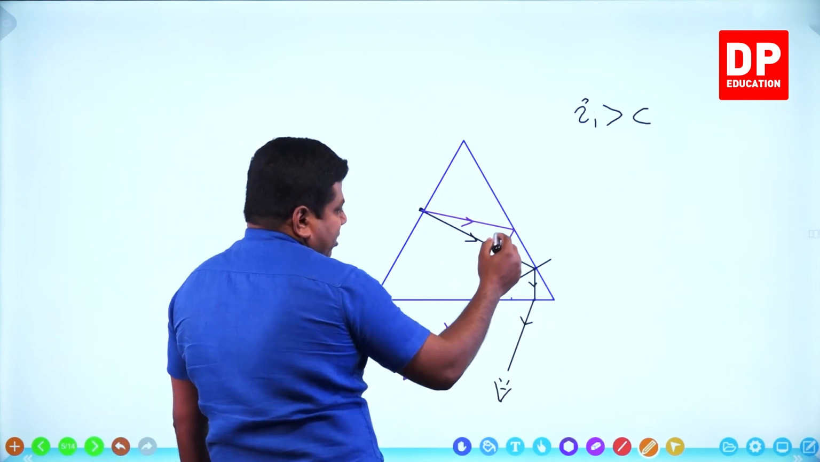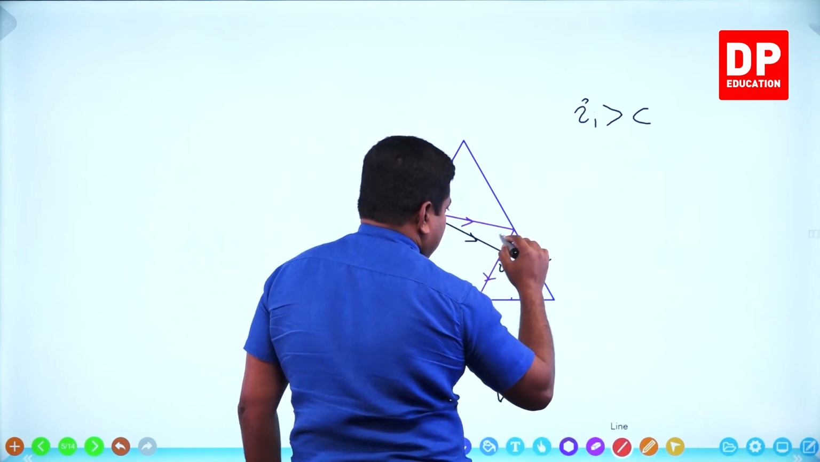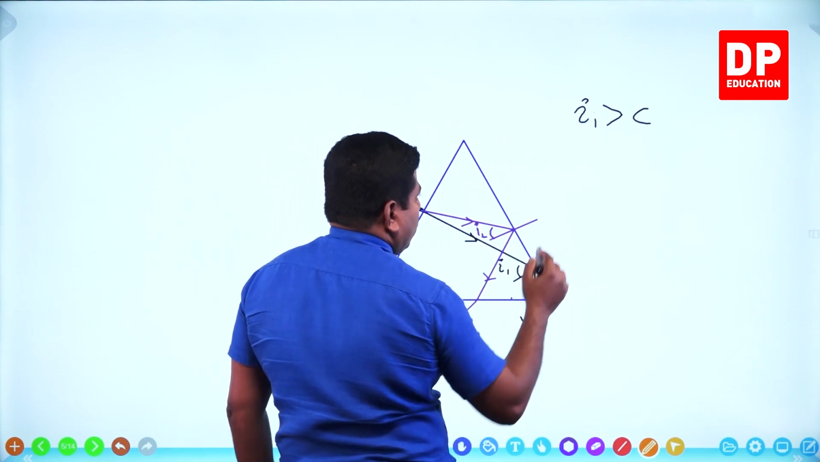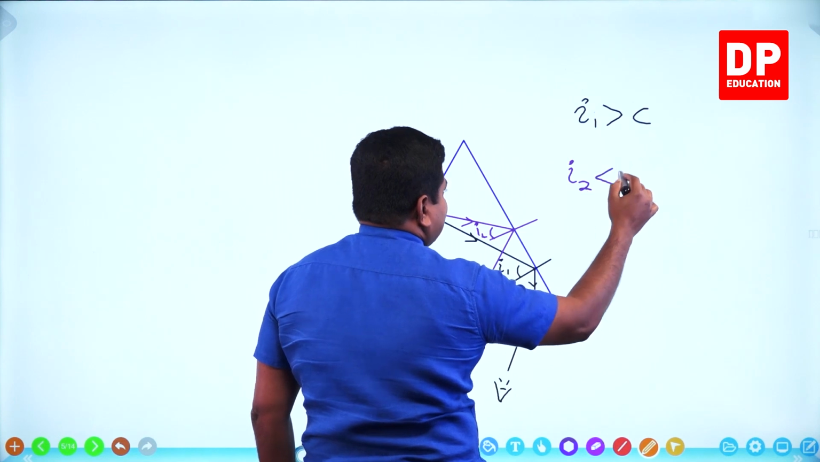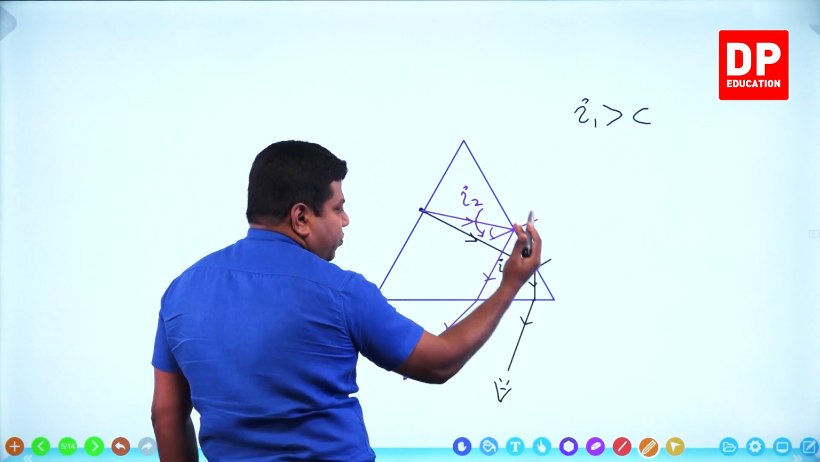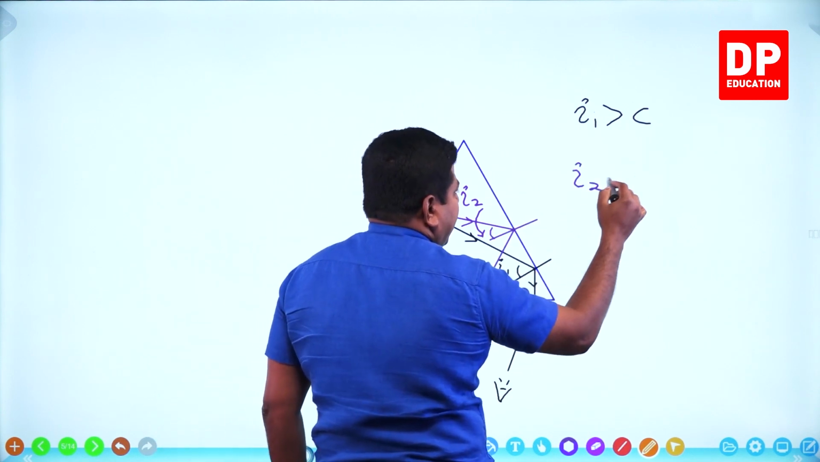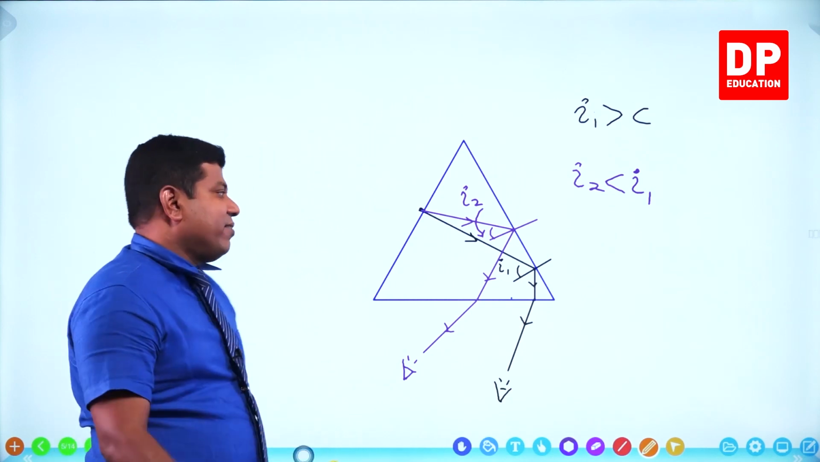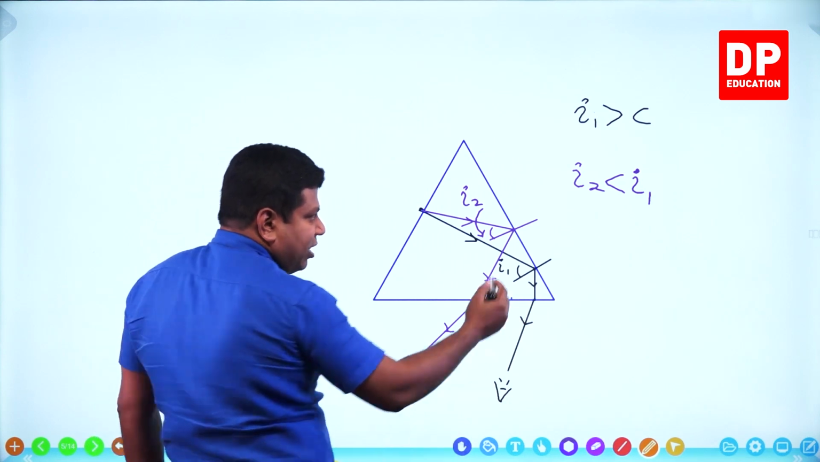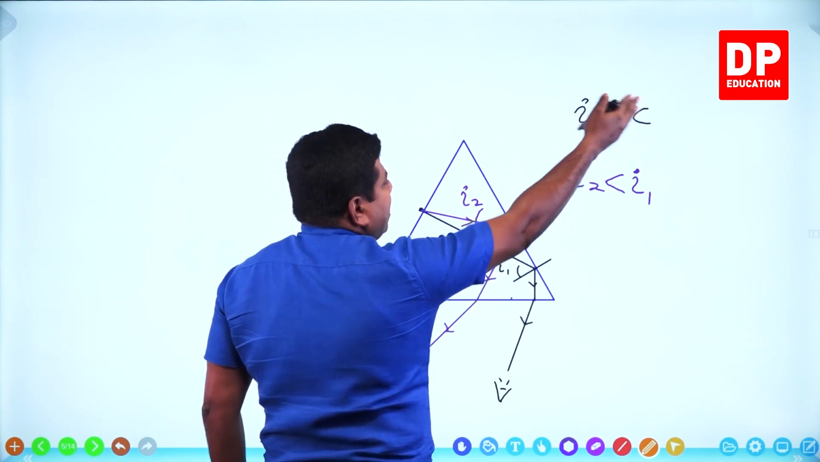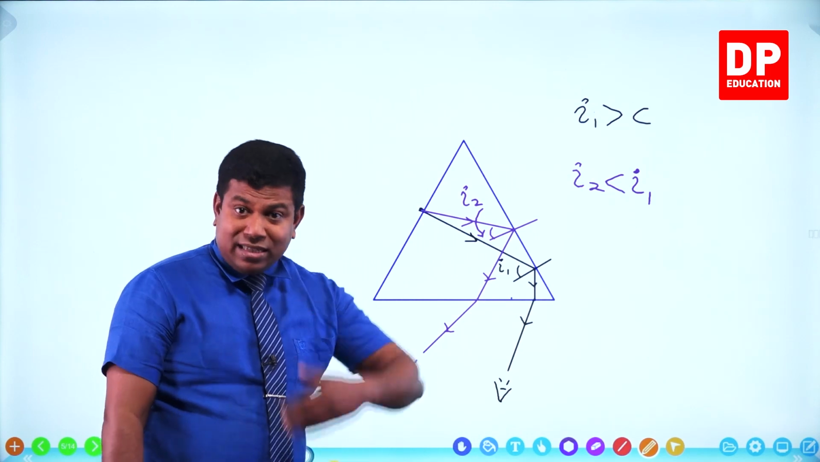But at this point when we draw the normal, and if I mark this angle as I2, do you understand I2 is less than I1? When this point goes further and further up, the incident angle becomes smaller. I2 is smaller than I1. What will happen when this point goes further and further up? At some point the incident angle here would become equal to the critical angle.